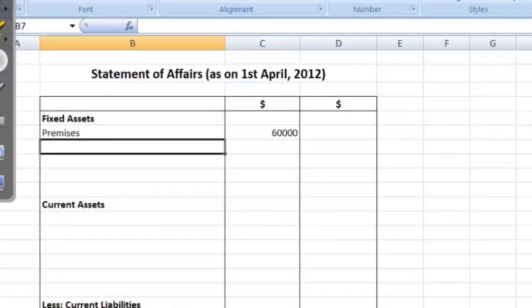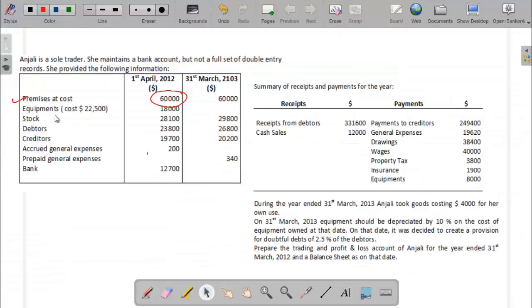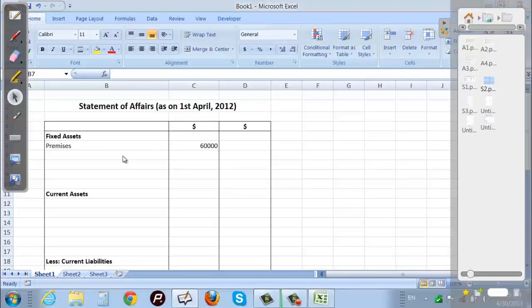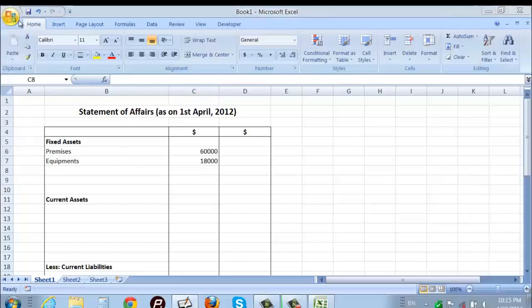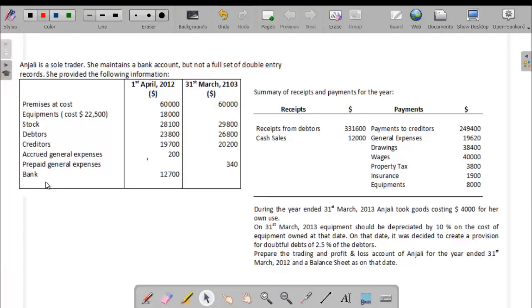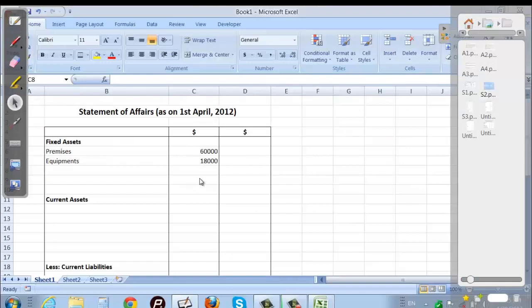And then the next asset is equipment. We have equipment and the value on the first day is $18,000. So we will take this equipment under fixed assets, and the value is $18,000. After equipment we have current assets. It means overall we have only two fixed assets. So the total of fixed assets is $78,000. This is the value of fixed assets.